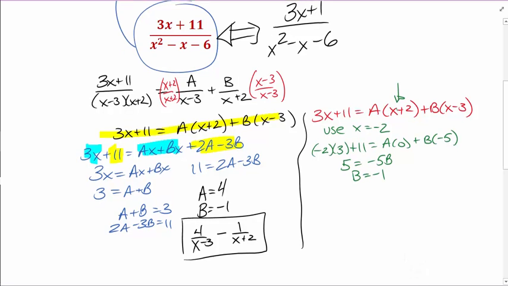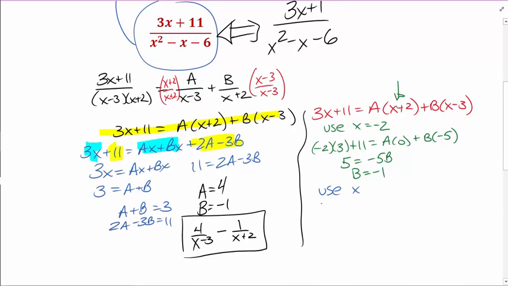The second value I'm going to use is an x value of positive 3, and the reason is because it will make this quantity of x minus 3 equal to 0.